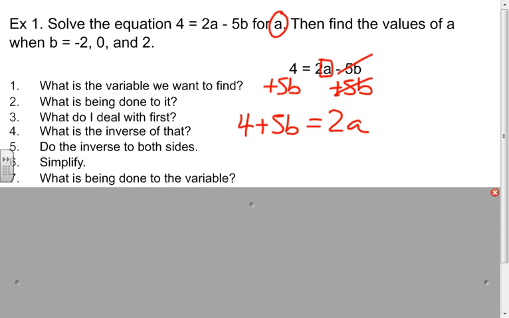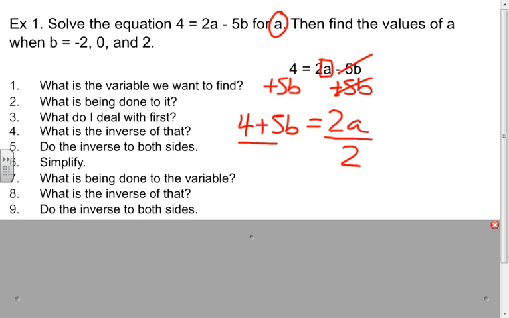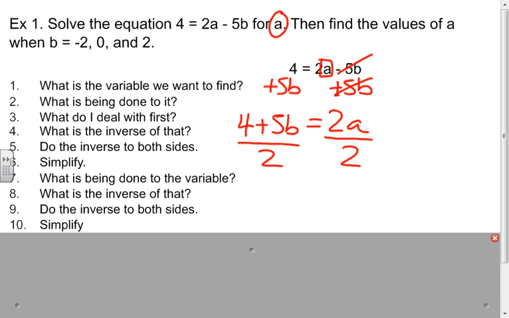My variable is still a. What's being done to it? It's being multiplied by 2. The inverse of multiplying by 2 is dividing by 2. We're going to do that to both sides, and then we're going to simplify. Multiplying by 2 and dividing by 2 are inverses, so they cancel. On the right side, we have a. And on the left side, we can just leave it like this: 4 plus 5b, divided by 2. So when I solve the equation for a, that means get a by itself and everything else to the other side. That's what we've done.